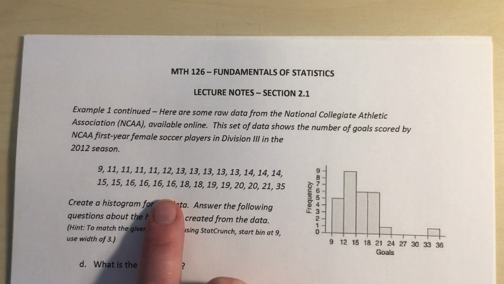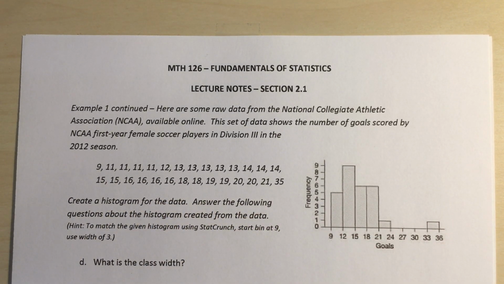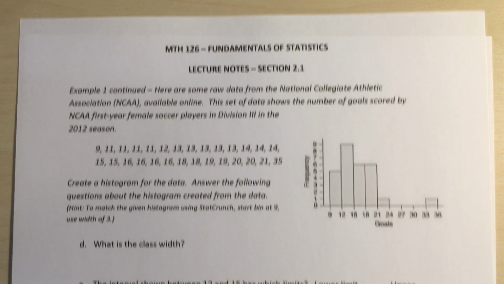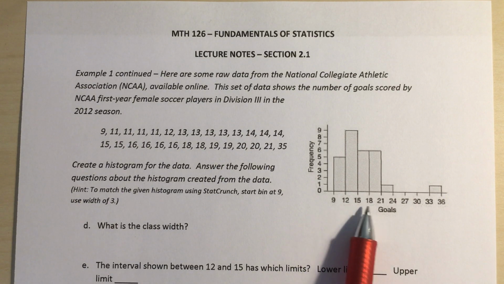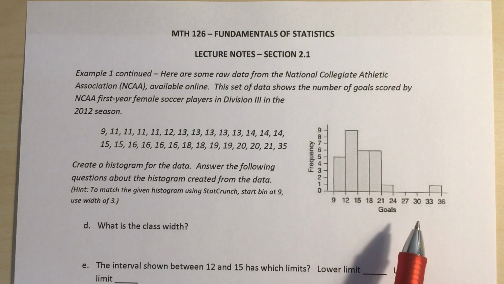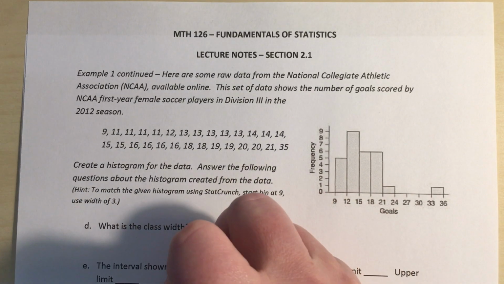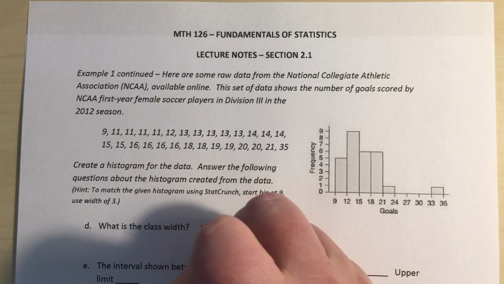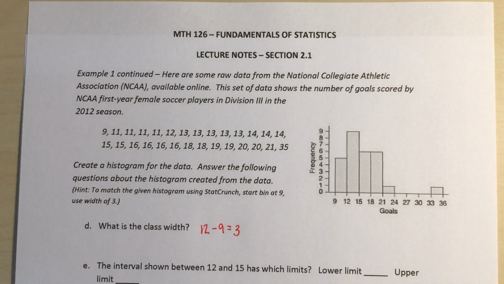This has taken our data set and grouped the data into these classes or bins. First, what is the class width? To find our class width, we can subtract any two of these values. It doesn't matter which we pick, so we'll pick the first two: 12 minus 9 equals 3. So we have a class width of 3.